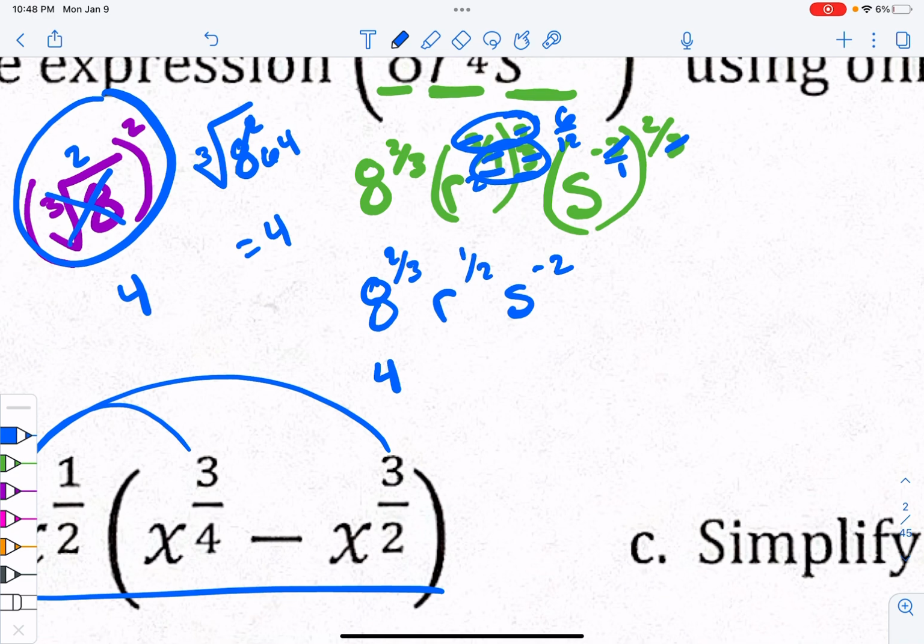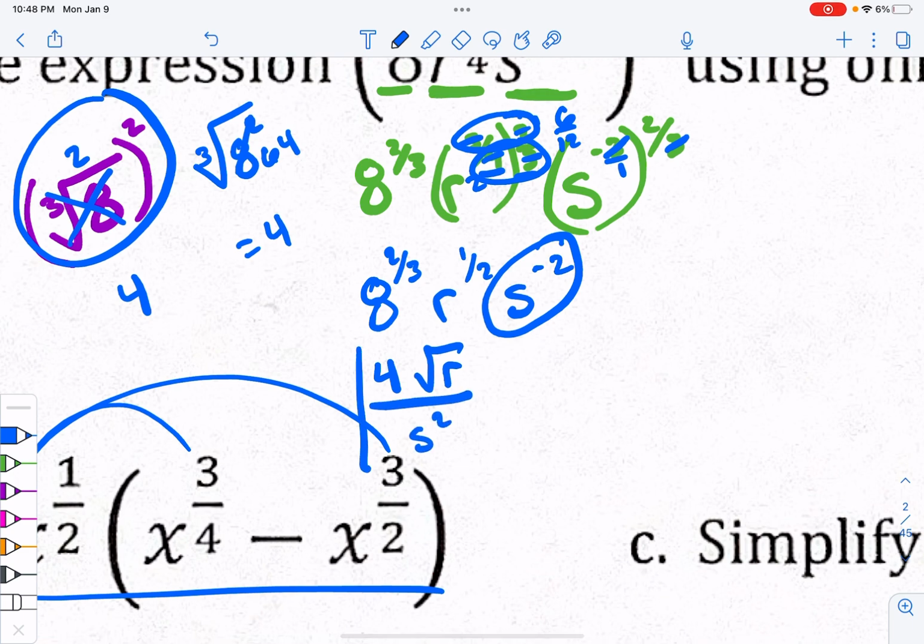r to the 1/2 power just means the square root of r, so I'm going to put him underneath a square root, and then s to the negative 2 needs to go to the bottom, so he goes underneath as s squared, and this is simplified, okay? All right, if that was too fast, go back and watch it again, okay?